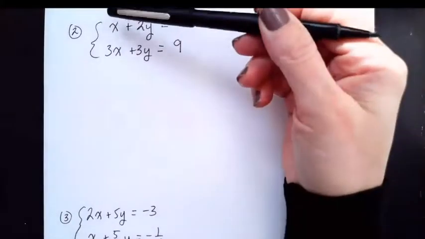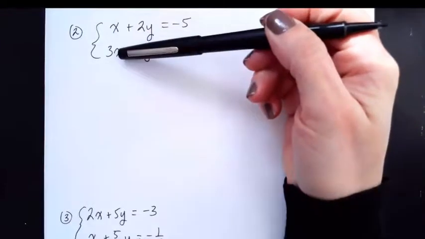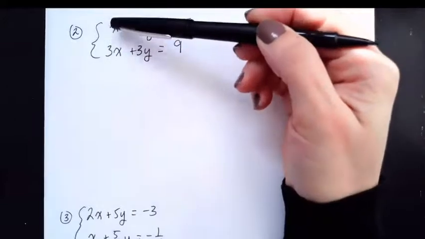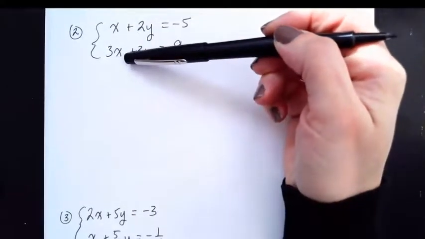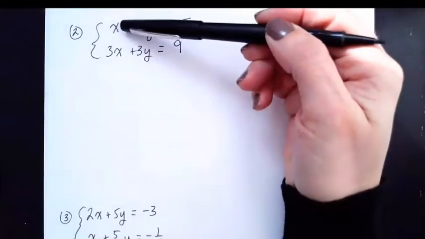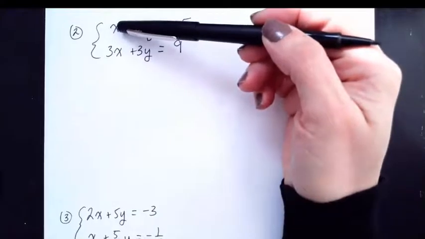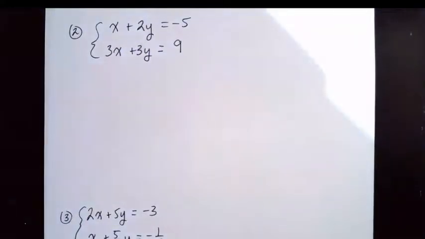So I see here that my coefficient for x in the first equation is 1, and in the second equation is 3. If I wanted to make the coefficient of x in the first equation the opposite of what it is in the second, I would want to make that coefficient a negative 3, right? Opposite signs. I could easily make that a negative 3 by multiplying that first equation by negative 3.